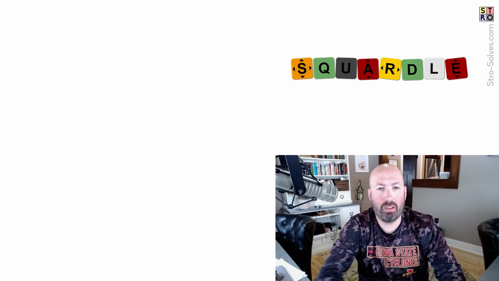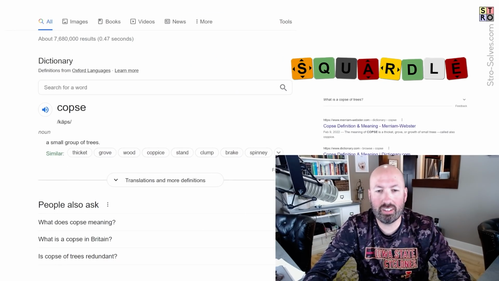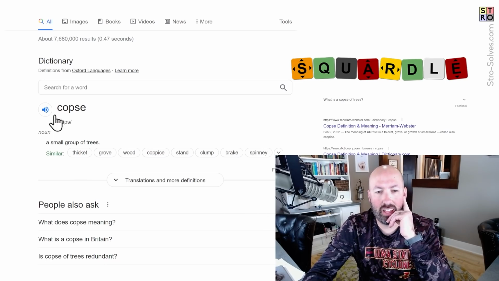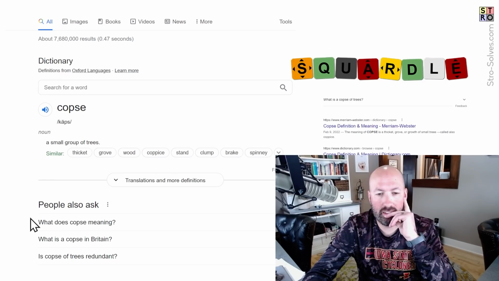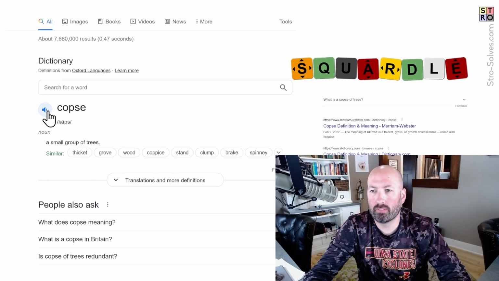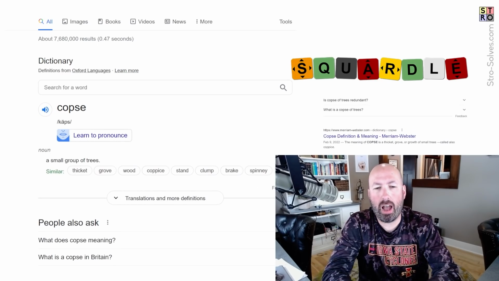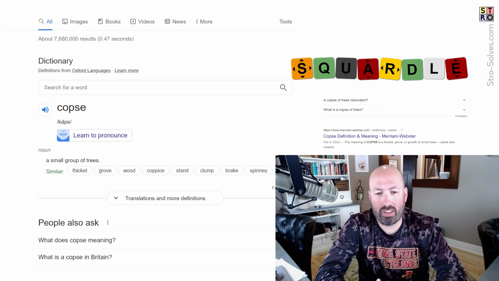All right, so let's look up copes. Oh, copes, okay, a small group of trees. There you go. All right, so that is a word. It means a small group of trees. I didn't know that one. A copse of trees. Oh, and it might not be pronounced copes. Let's see what Google says. Copse. Okay, so it's copse, I guess. So a copse of trees. That's really interesting. I've never heard that word before.